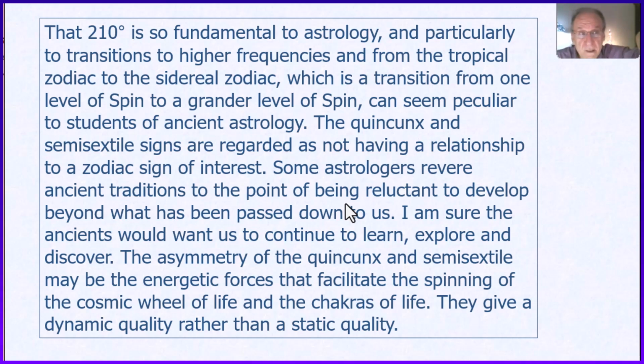And in that video on the scientific basis for the sidereal zodiac, I explain how the sidereal zodiac is another level of angular momentum or spin. It's a transitioning to another level. There are 3 levels of spin. It's all explained there. So in 2 ways, 210 is a transition point to higher frequencies and higher levels of spin. Again, that's explained in that video on the scientific basis of the sidereal zodiac.